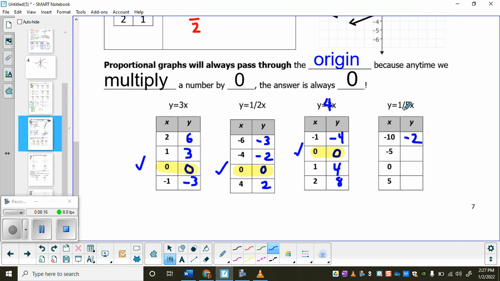Divided by 5, because again, taking a fifth is the same as dividing by 5, this is a -1. 0 divided by 5 is 0, and 5 divided by 5 is 1. So we've taken a fifth of each of our x's, and we can see again, there is the 0, 0. So our proportional graphs will always pass through the origin.